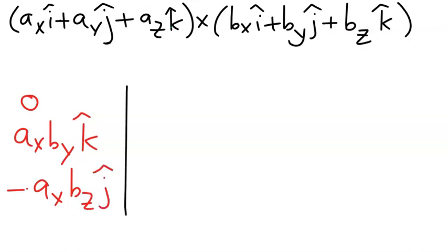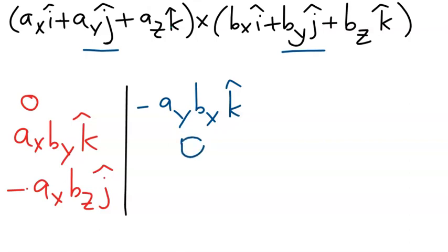Now let's do the second term, ay j hat bx i hat. So j hat cross i hat is minus k hat. So together they'll give you minus ay bx k hat. And then ay j hat and by j hat is j hat cross j hat. That's going to be 0. And then ay j hat and bz k hat, j hat cross k hat is i hat. So together it's going to be ay bz i hat.